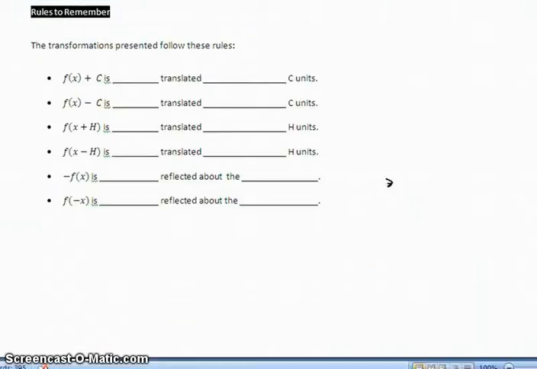Our transformation rules are when a constant is added outside, that is the function f of x, and it's translated up. That goes in the direction you would think, c units. Then we have f of x minus c, and that is the same function, f of x, but it is translated down that many units.